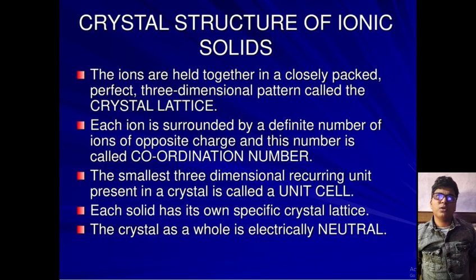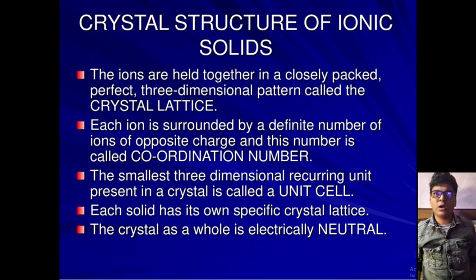Crystal structures of ionic solids. The ions are held together in a closely packed, perfectly three-dimensional pattern called the crystal lattice. Each ion is surrounded by a definite number of ions of opposite charge, and this number is called the coordination number. The smallest three-dimensional recurring unit present in a crystal is called a unit cell. Each solid has its own specific crystal lattice. The crystal lattice as a whole is electrically neutral.